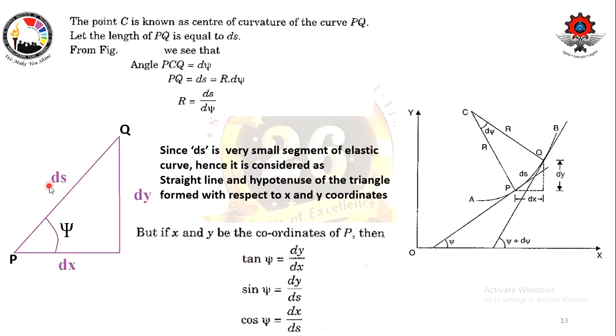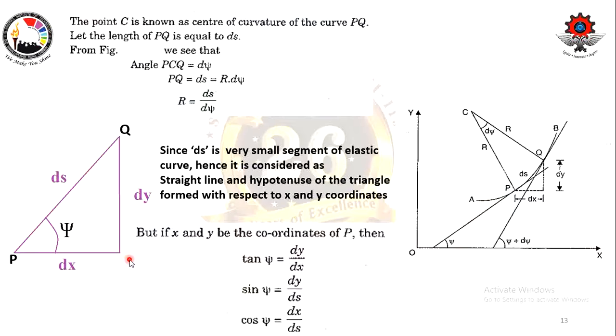Here I have shown the enlarged view of the right angle. This is your curve PQ. For the naked eye, it is seen as a straight line, so it is taken as the hypotenuse. This will be your opposite side and this will be your adjacent side. dy will be the opposite side and dx will be your adjacent side. The included angle is psi. Where is it taken from? If this is psi, this is also psi.